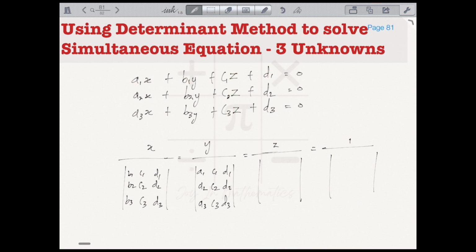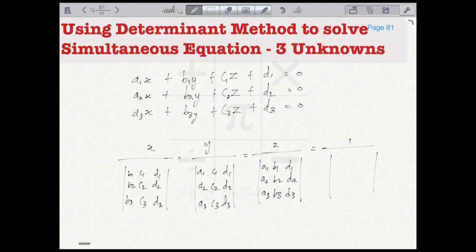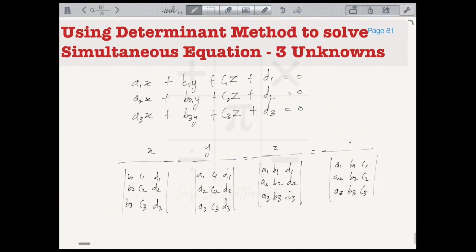So, a1 b1 and d1, a2 b2 and d2, a3 b3 and d3. And finally for the constant term, nullify all of these and we are left with a, b, c. So that's a1 b1 c1, a2 b2 c2 and a3 b3 and c3.